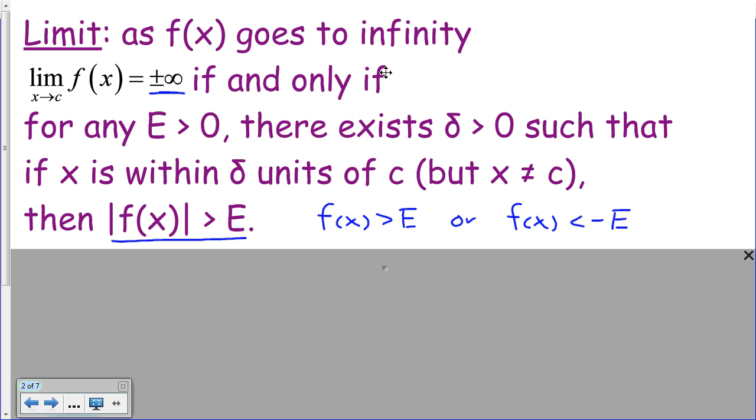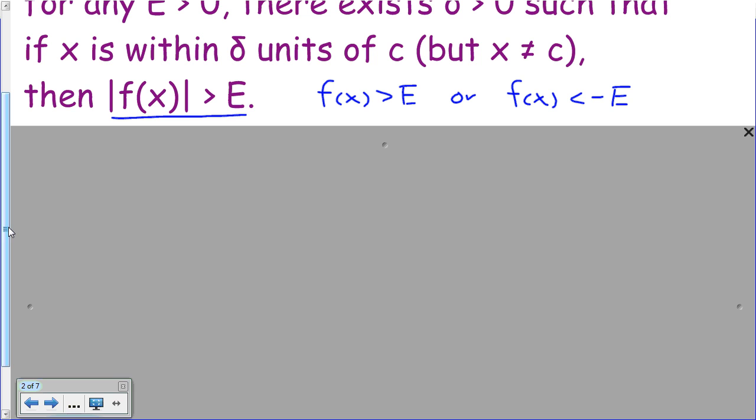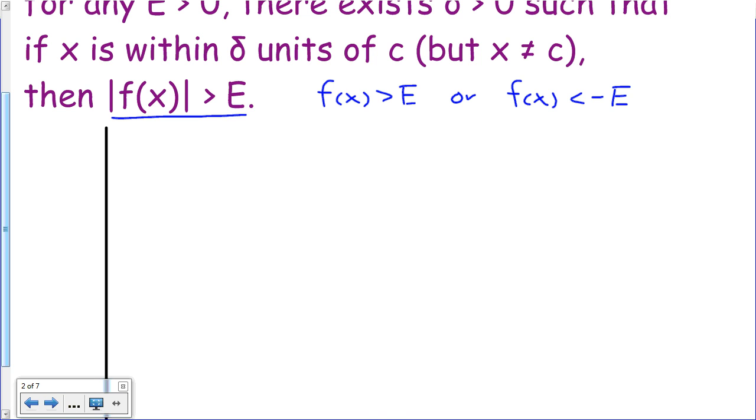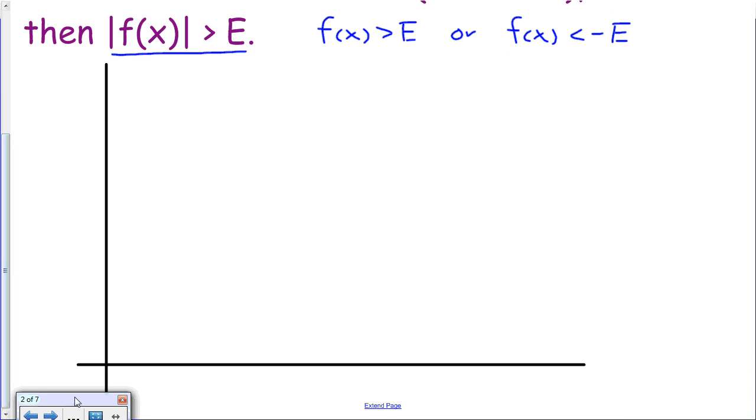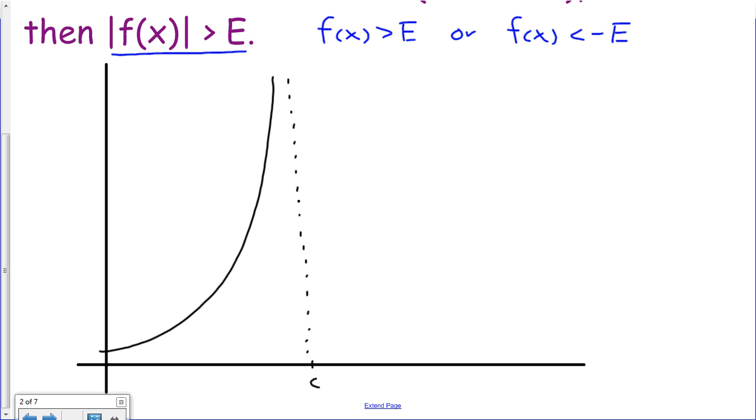So let's take a look at a sketch that illustrates what this definition is trying to indicate about a limit. And for this sketch, it turns out we're talking about a function that has a vertical asymptote. So I'm going to sketch a line here indicating a vertical asymptote for us. And I'll just sketch some function here that does something like this. It gets closer and closer to that vertical asymptote. We'll call this our function f of x.